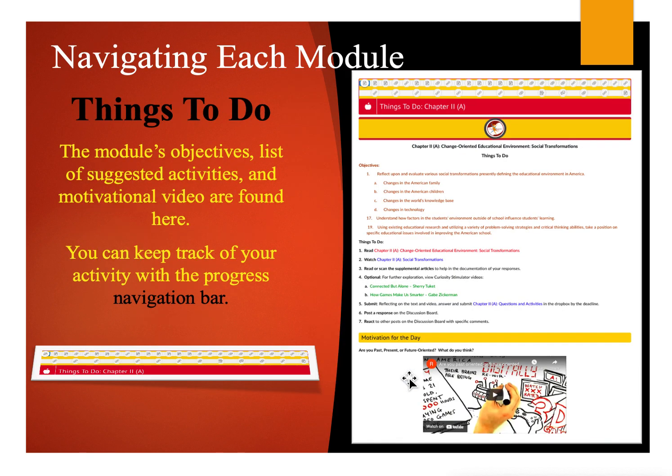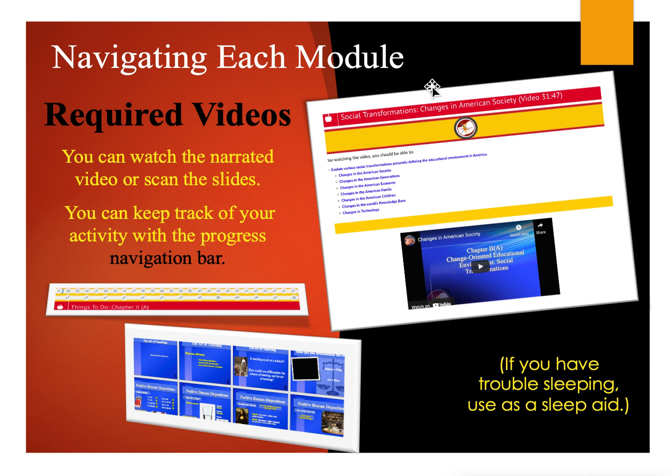Also at the very top of each of those pages, you'll find the things to do page. It will list your objectives and then the things to do, and even end with a real neat little video, which I hope you watch. At the very top of the things to do page, you'll find a navigation bar, which kind of keeps track of what you clicked on and what you looked at in that module.